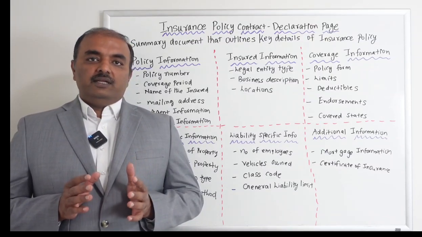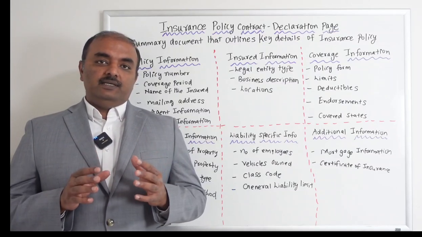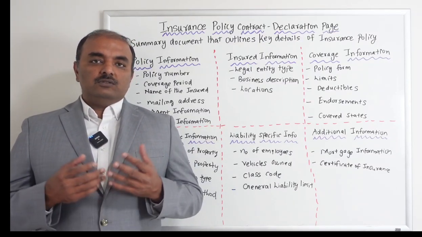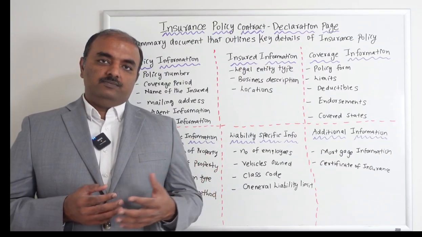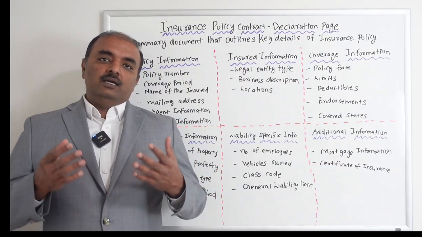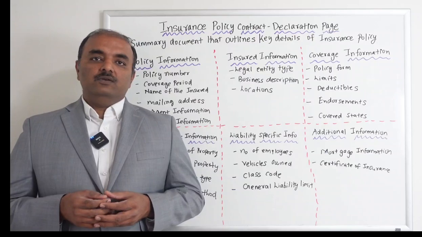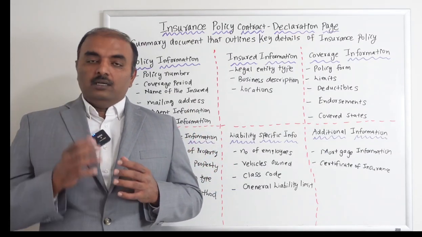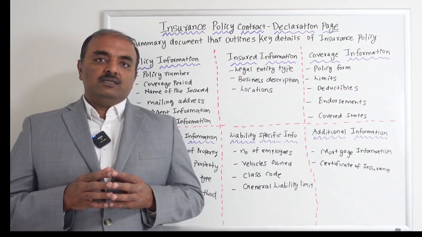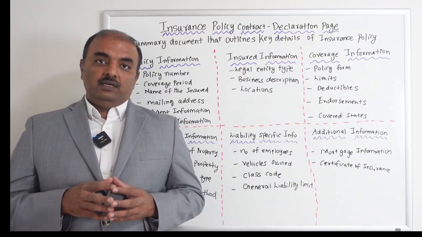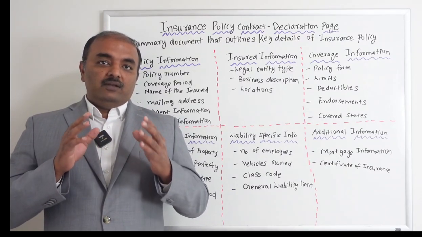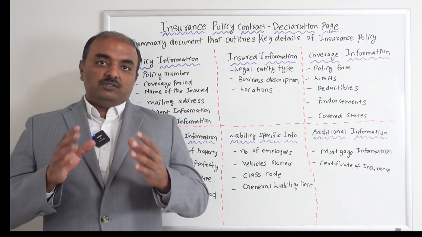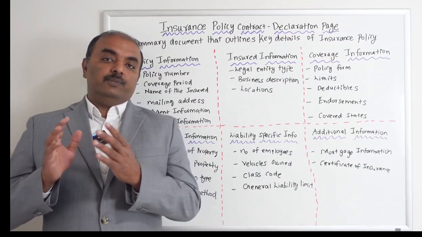Today I am going to take a quick training on the declaration page in a policy contract. Most of you know, if you have a homeowners policy or a commercial policy like workers' compensation, you will get a policy contract document from the insurance company. That document is going to have different kinds of information, and the first and foremost document will be the declaration page.